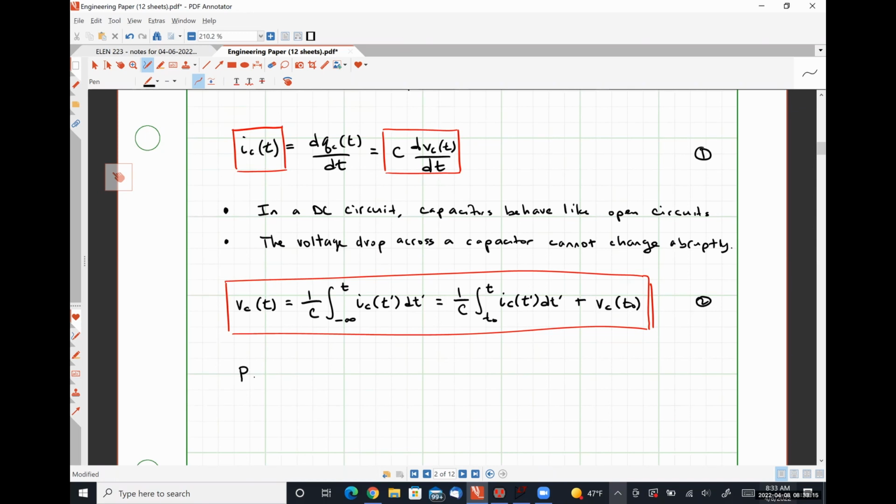The power absorbed by a capacitor is Ic times Vc. And we can substitute in our relationship for Ic to express it in terms of the capacitor voltage, which gives us C Vc dVc/dt. We now have equation 3.